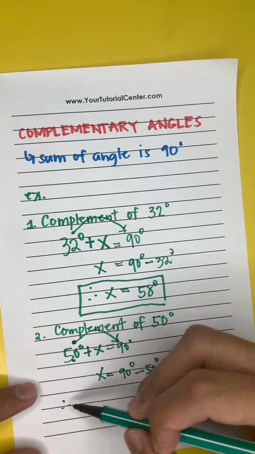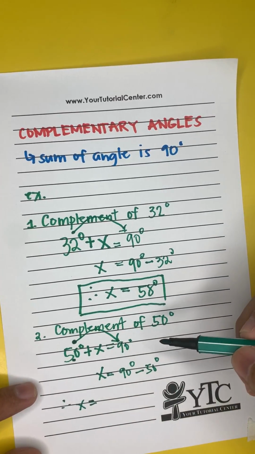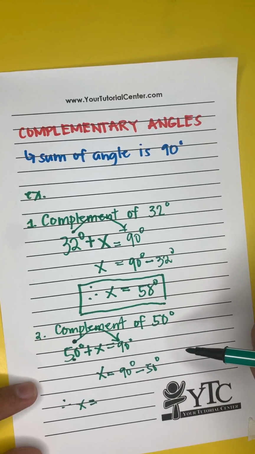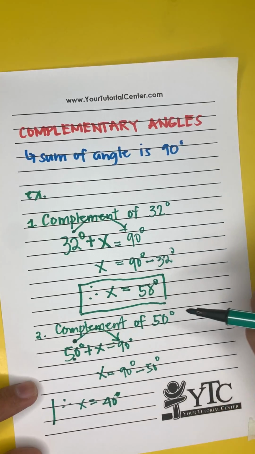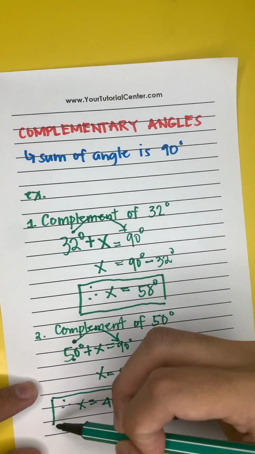So for now, we can solve for x. So x is 90 minus 50, which is equal to 40 degrees. So that is our complement of 50 degrees.